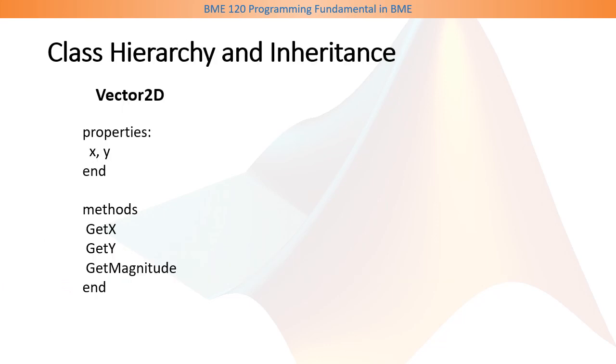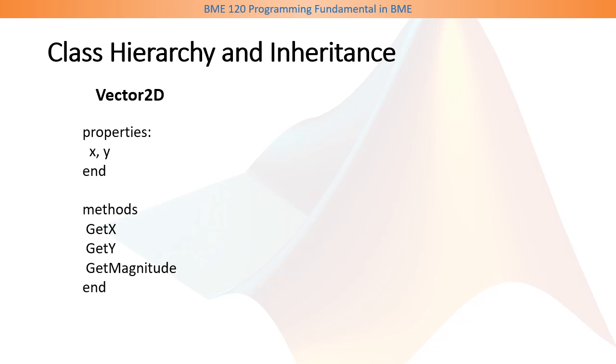Here is the example of class hierarchy and inheritance. For example, we have a class called Vector2D, which represents a vector in two-dimensional space. And it has two properties, x and y, meaning the coordinates of the vector. And we also have three methods, getX, getY, and getMagnitude, to retrieve the x coordinate, the y coordinate, and the magnitude of the vector.